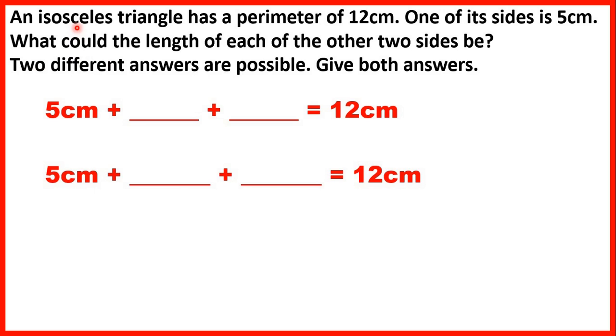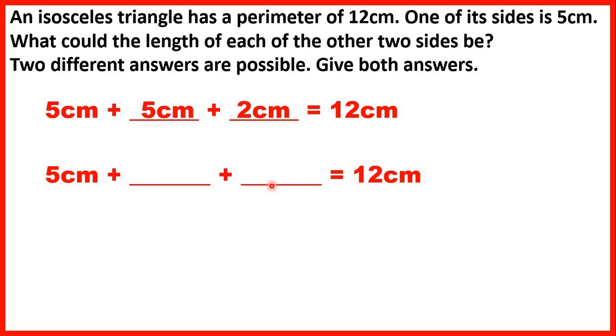Now with an isosceles triangle, two of the sides will be the same length. So if one of the lengths is 5 centimetres, another length could be 5 as well, because then we have two sides that are the same. So 5 plus 5 is 10, and that means the other side would need to be a length of 2 centimetres to give a total length, so a perimeter, of 12.